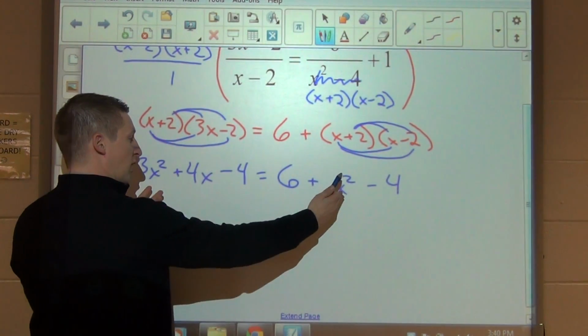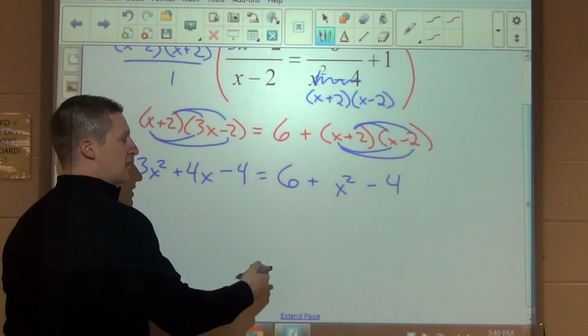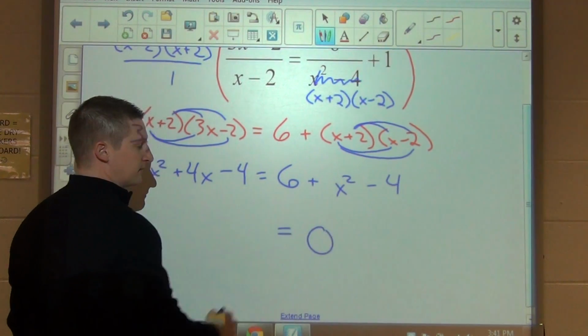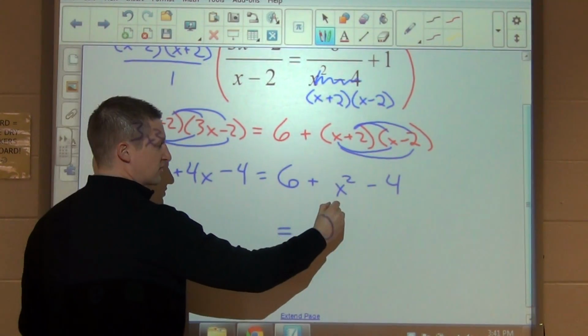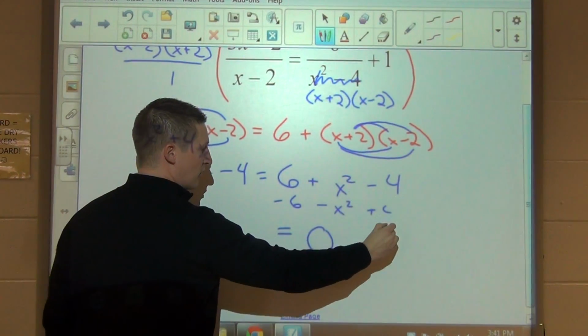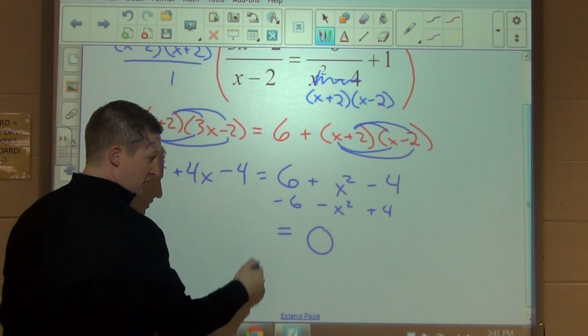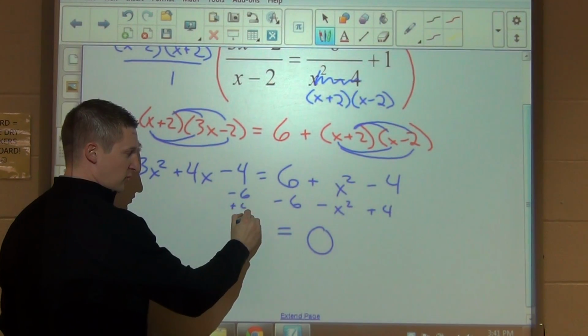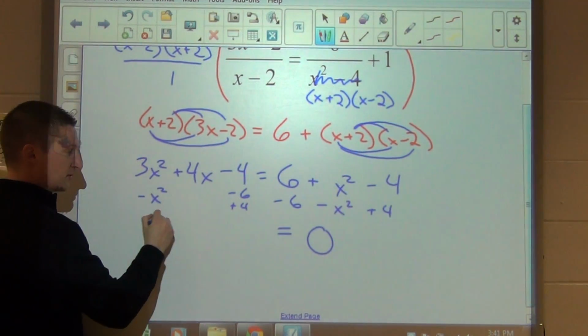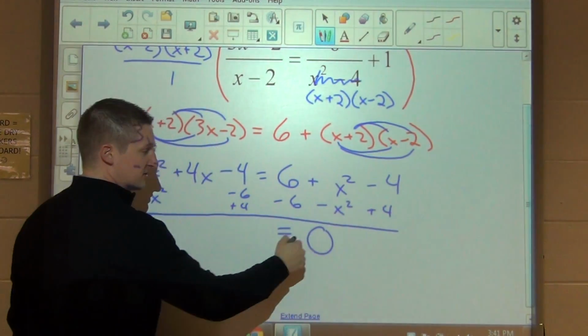In order to solve a quadratic equation like the one that we have left, I probably would like to set my equation equal to 0. Now to do that, I'm going to subtract x squared from both sides. I'll subtract the 6 and add the 4 both at the same time here. So minus 6 and plus 4, I'll kind of stack them on top of each other. I'm subtracting the x squared from the squared term that's over here. So it leaves me with 0 on the right side.